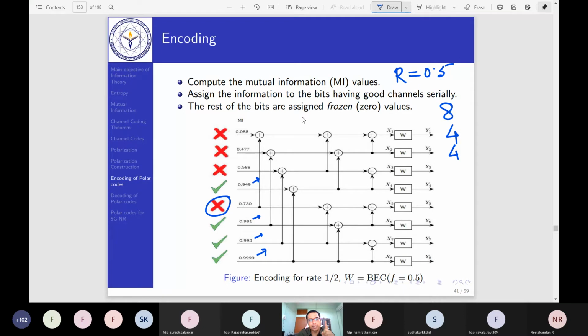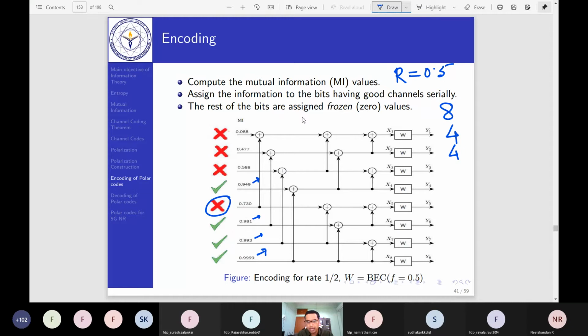In this way, by computing the mutual information, we can select the locations at which we should put the information bits. This is known as the construction of the polar code, or how to select the information bits and frozen bits. For BEC, it's quite easy to find the frozen bits and the information bits, but sometimes it's very difficult to order the channels in increasing order of mutual information, because we do not have the simple recursive relationship of mutual information if the underlying channel is not BEC.